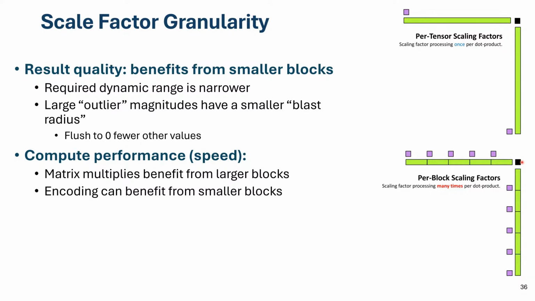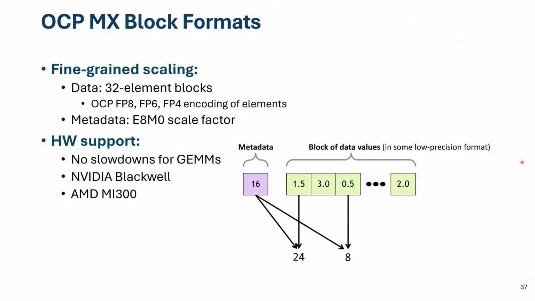That makes sense. Okay. Yeah. Cool. All right. So I think this transition is to OCP MX formats, right? So for FP8, as I said, recipes evolved. It started with per tensor scale factors, and then originally was just heuristic-based scale factor selection, right?